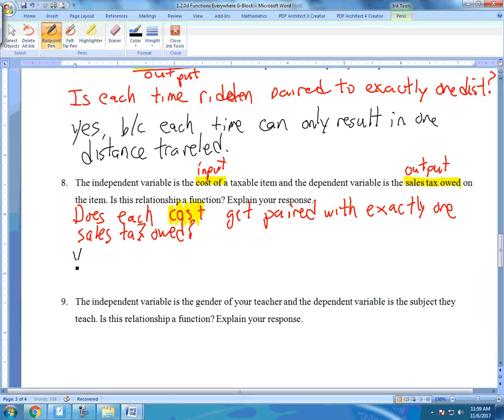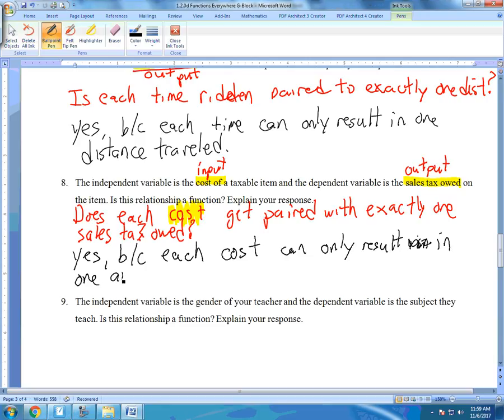So here the answer is yes, because each cost, now we're not talking item, we're not talking that it's a spool of thread or that it's a coffee or that it's a candy bar. It's the cost that's important. Each cost can only result in one amount of sales tax.